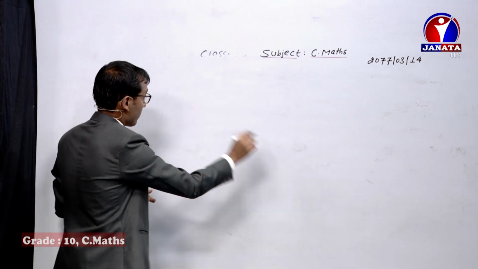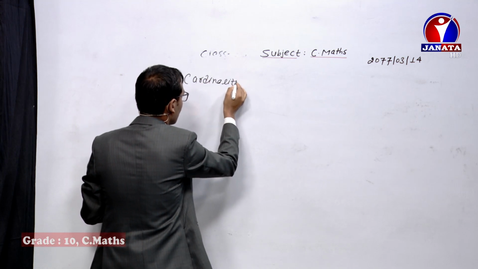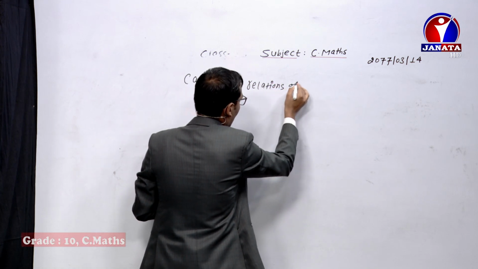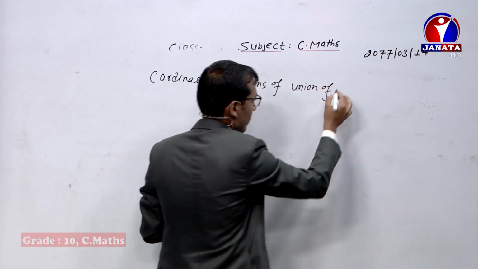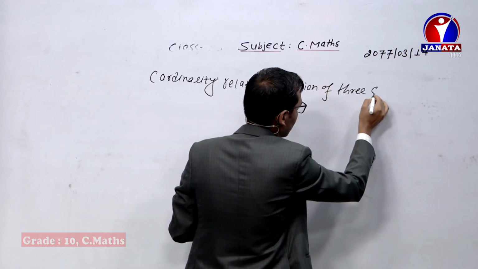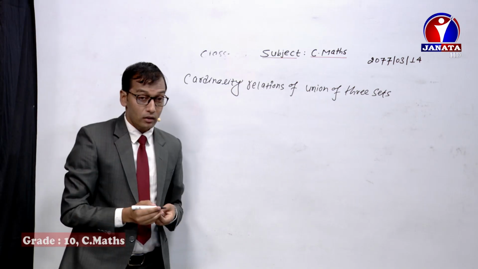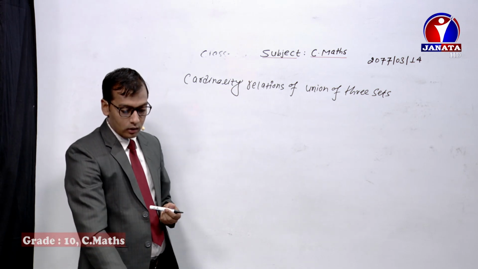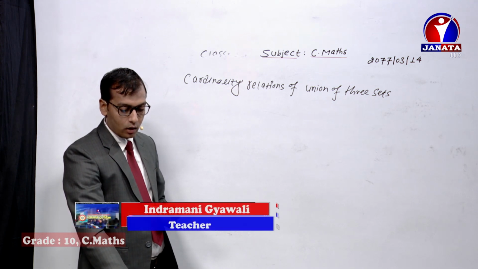cardinality relations of union of three sets. What is the cardinality relation? How can we learn the different formulas which are based on three subsets?